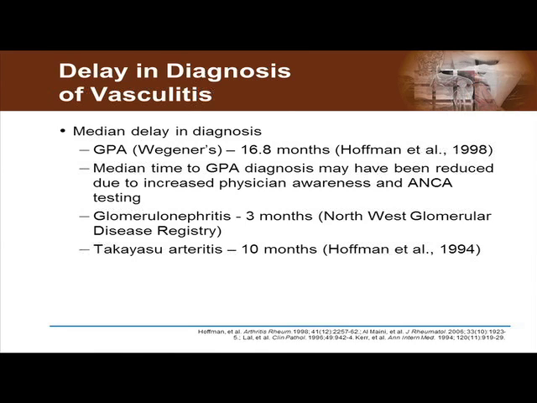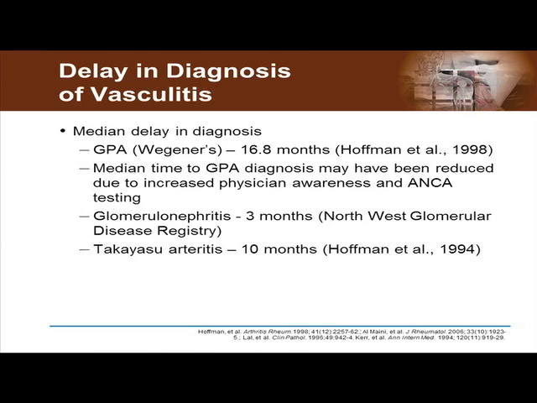From a paper by Dr. Hoffman et al. back in 1998, the median delay to diagnosis of GPA or Wegener's was 16.8 months. However, a more recent editorial by Almeini et al. in the Journal of Rheumatology in 2006 mentioned that the median time to GPA diagnosis might have decreased due to increased physician awareness and the availability and use of ANCA testing.